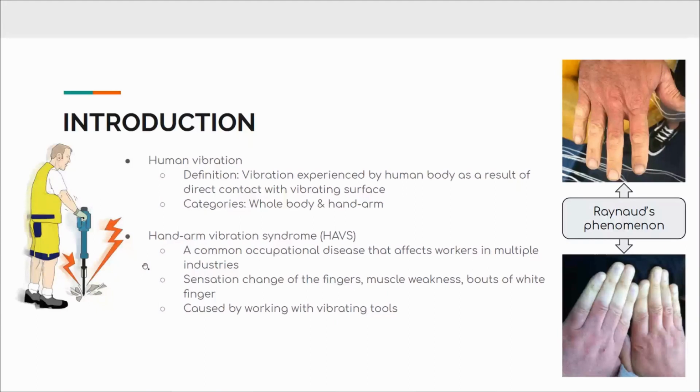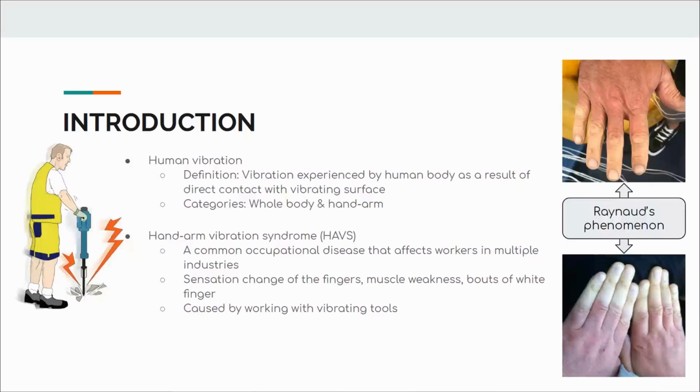So talking about the introduction, when we are talking about hand-arm vibration syndrome, definitely we need to know about the cause itself, which is human vibration. Vibration is experienced by the human body as a result of direct contact with vibrating surfaces. It divides into 2 different categories: whole body and hand-arm. So today we are focusing more on hand-arm vibration.